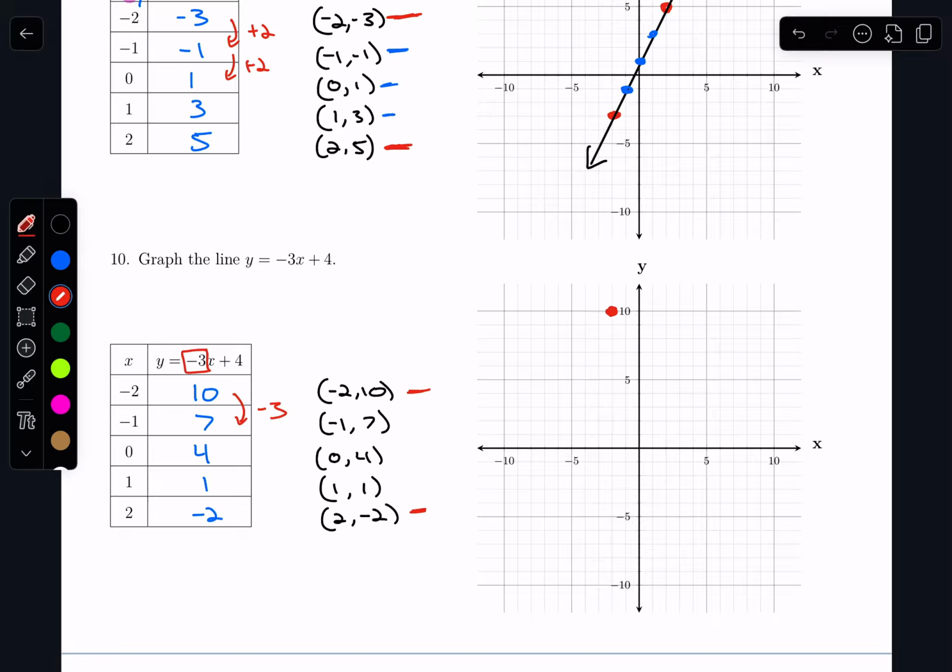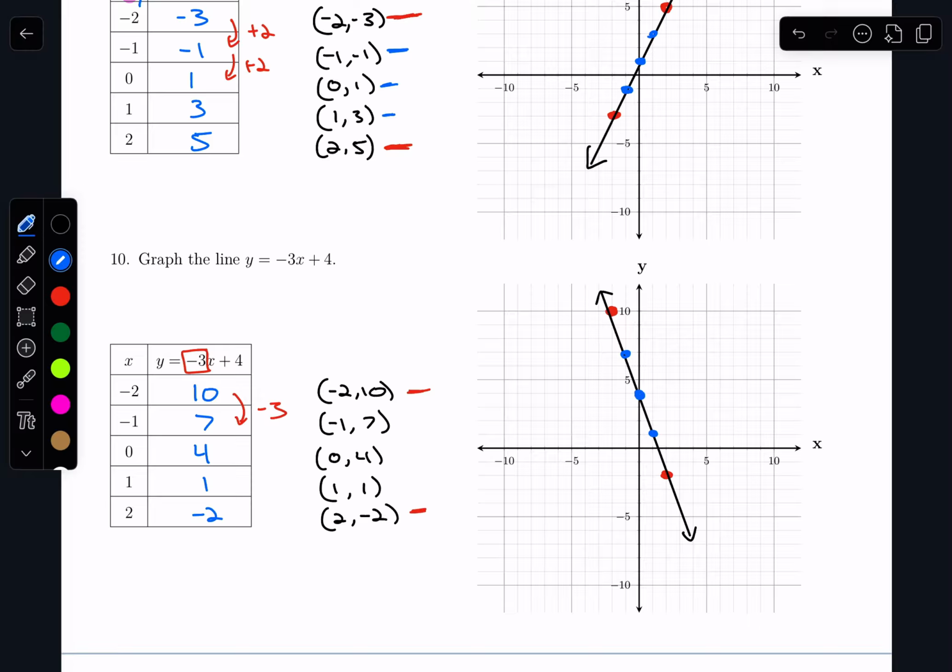That means right 2, down 2. I can put a dot there. And now because I have 2 dots, I can go ahead and connect them. And all my other points should fall in between these 2 dots. So if I go ahead and test, -1, 7 would be left 1, up 7. That's on the line. 0, 4 would be not left or right at all, just up 4. That's on the line. And 1, 1 means right 1, up 1. That's on the line. So those blue dots are always going to be on the same line as the 2 red dots because they all come from the same equation.